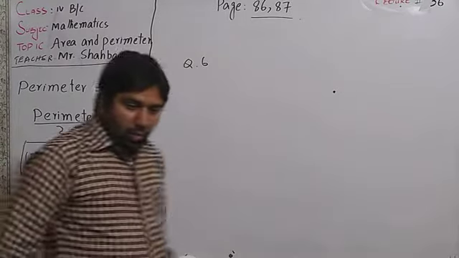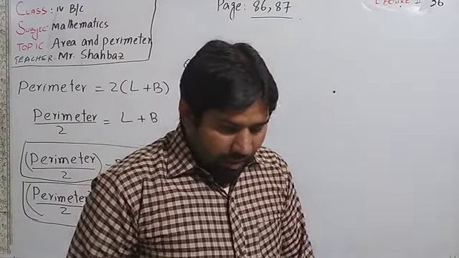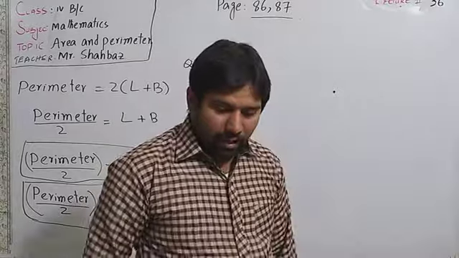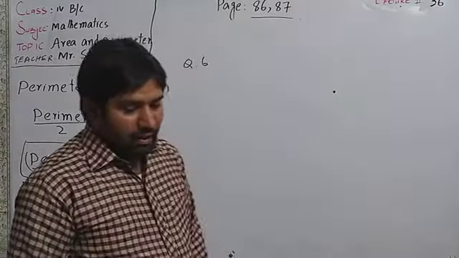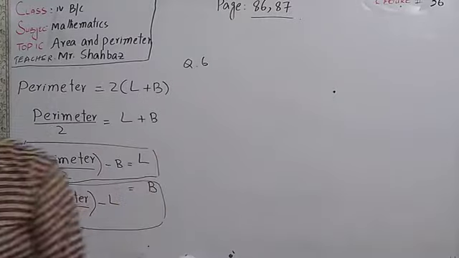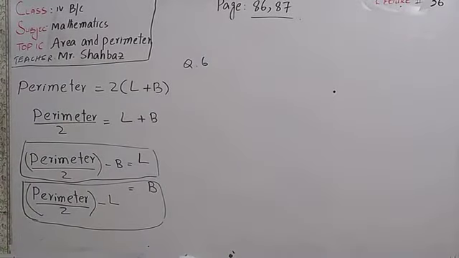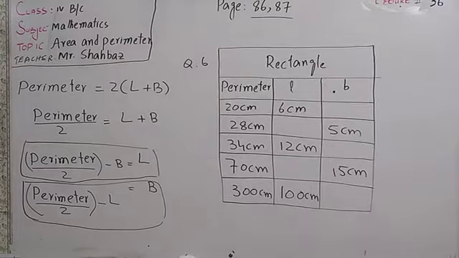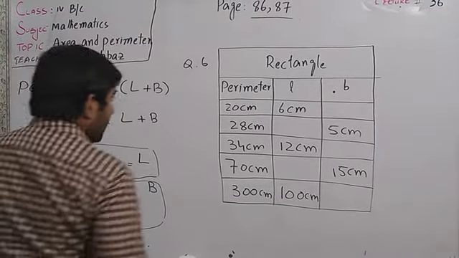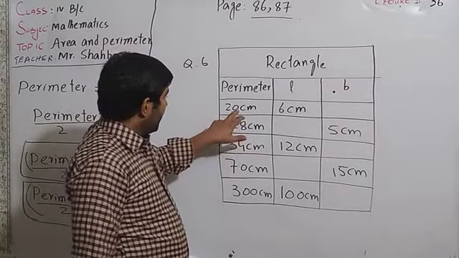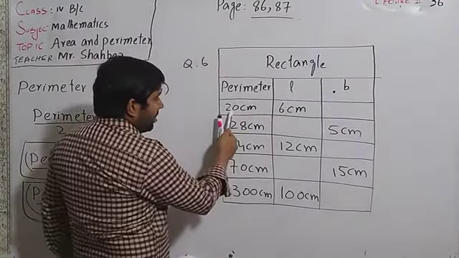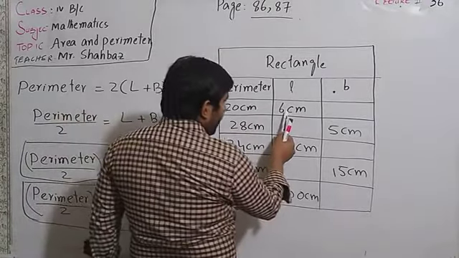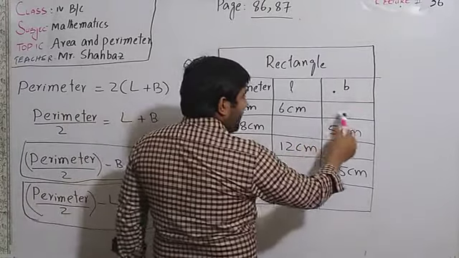In question 6, we have a table. Perimeter is given, length and breadth are to be found. So first of all I will draw the table and then you will solve with me. This I draw the table of question number 6. The perimeter is 20 centimeter. Length is 6 centimeter. We have to find the breadth.